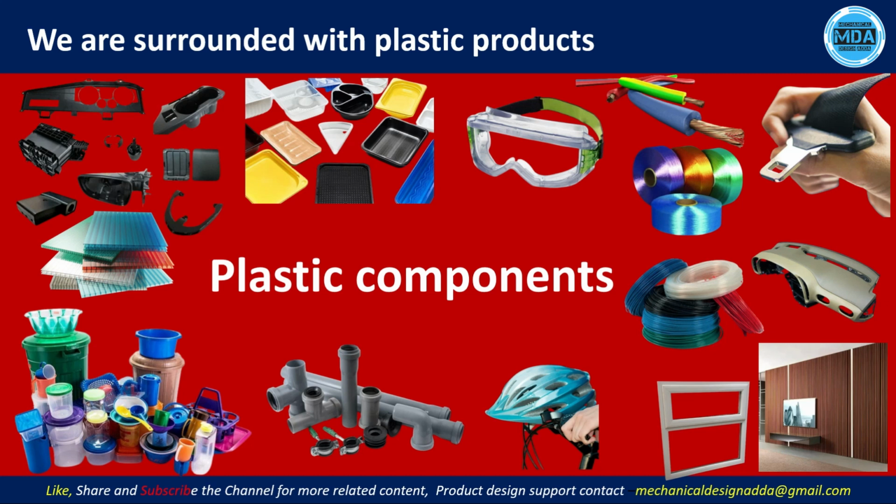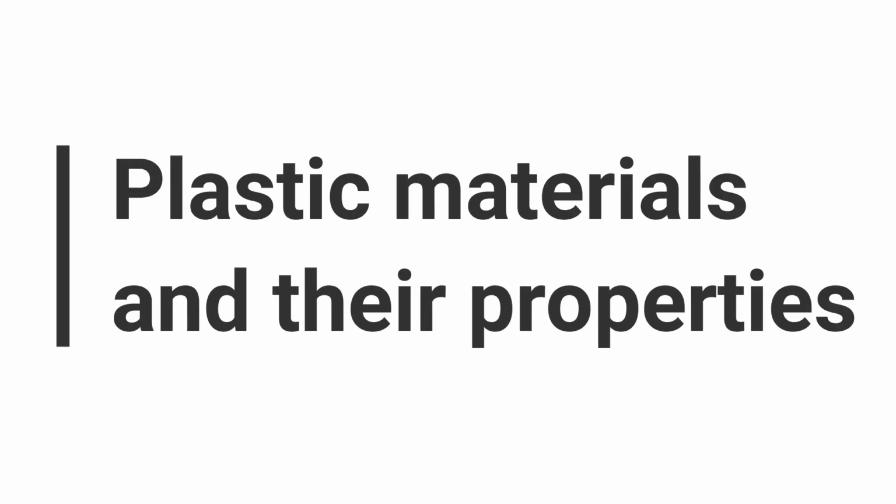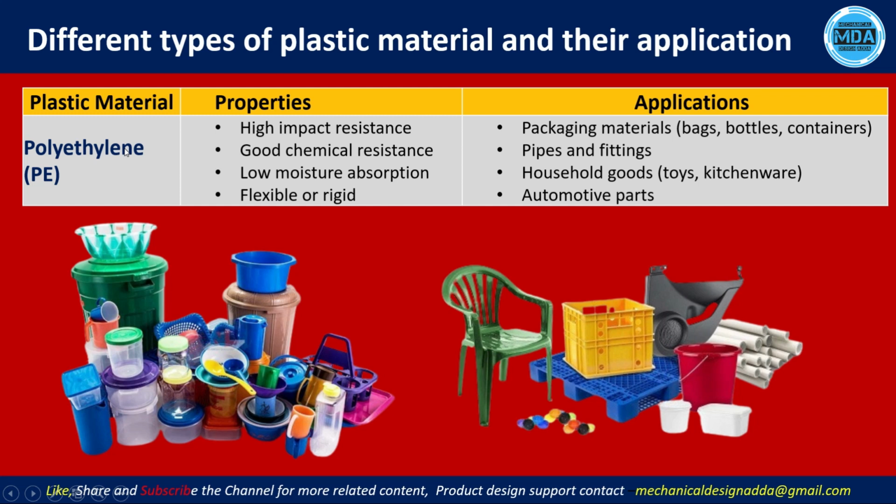So we are surrounded with a number of plastic components, and the material used for manufacturing these plastic components. There are a number of materials available because plastics are formed during the polymerization process, and this is a complete chemical process. So from the chemical process we are getting these materials. In this video, we'll majorly focus on the most useful plastic materials, their applications and properties. So let's start with the polyethylene material.